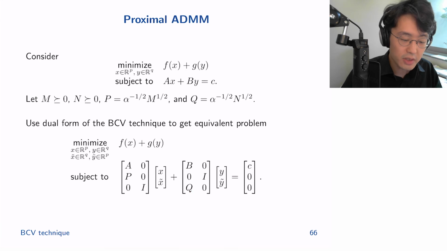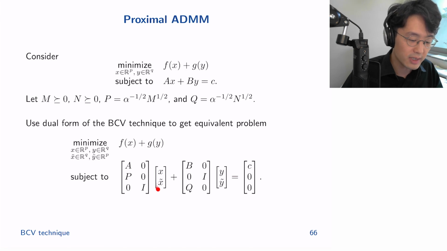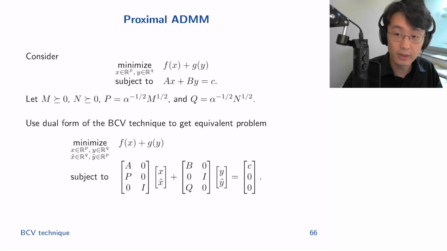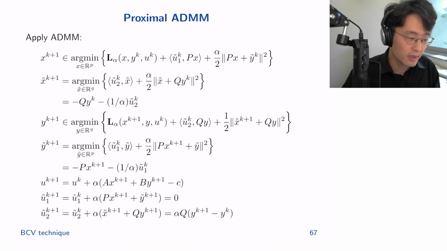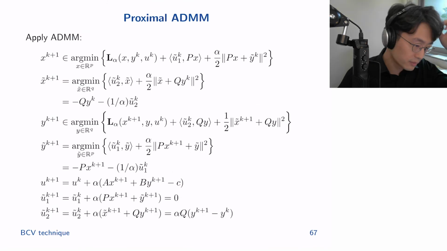But in any case, it doesn't really matter what x tilde and y tilde are required to be, because they do not enter the objective function. All that is required is that it's always possible to find a feasible x tilde and y tilde, and that certainly is the case. So this original problem is equivalent to this alternate equivalent problem. Now let's apply ADMM to this alternate problem.